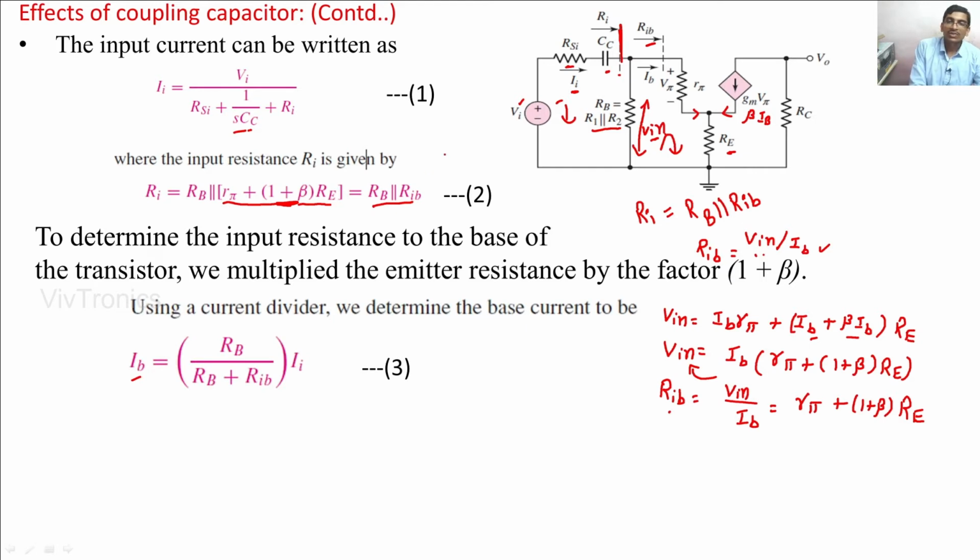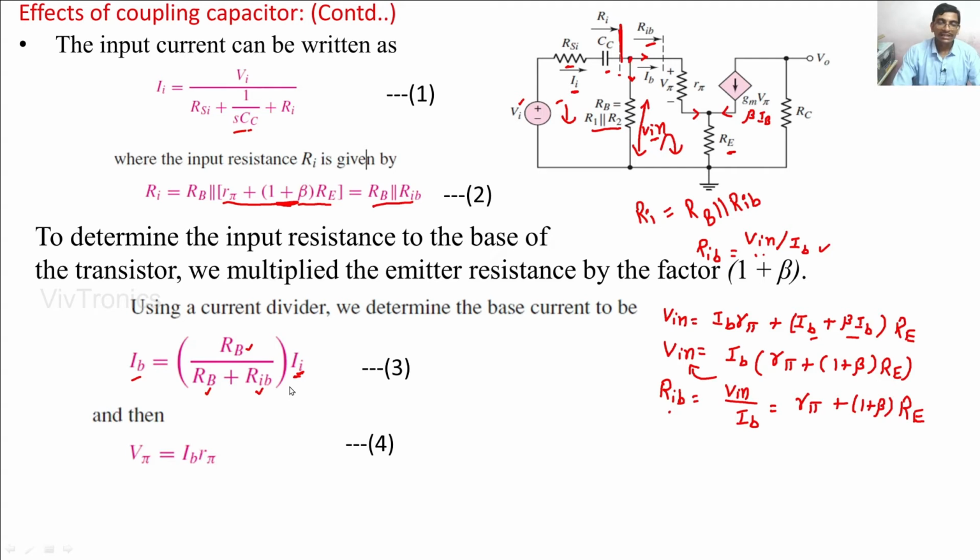Now, we can get the IB current value by using the current division rule. IB is equal to the total current applied to the circuit, Ii, into the opposite resistance. We need to get the IB current. Okay, so the opposite resistance is Rb. Therefore, Ii, the applied current, into the opposite resistance divided by the total resistance in this loop, Rb plus Rib, which is the total input resistance of the amplifier alone. Okay, IB is equal to Ii into Rb divided by Rb plus Rib.